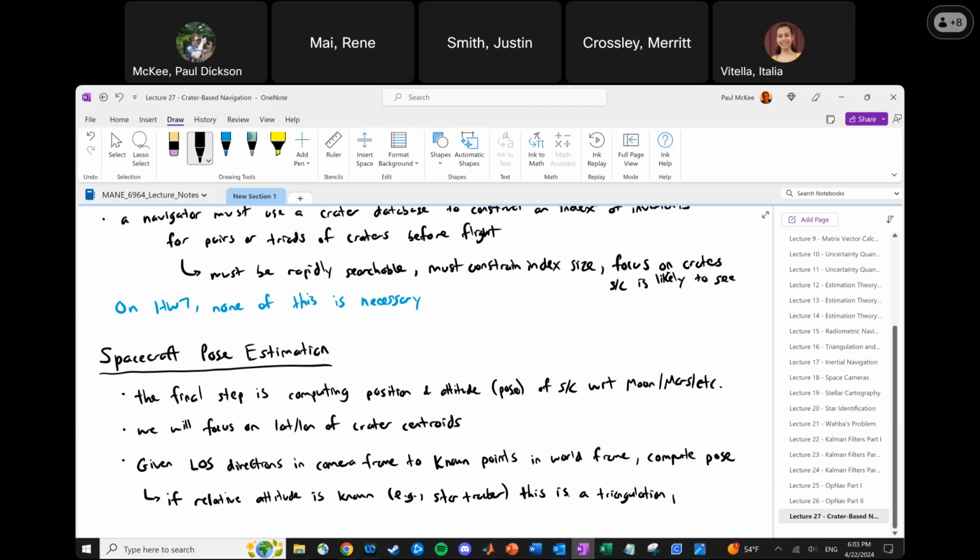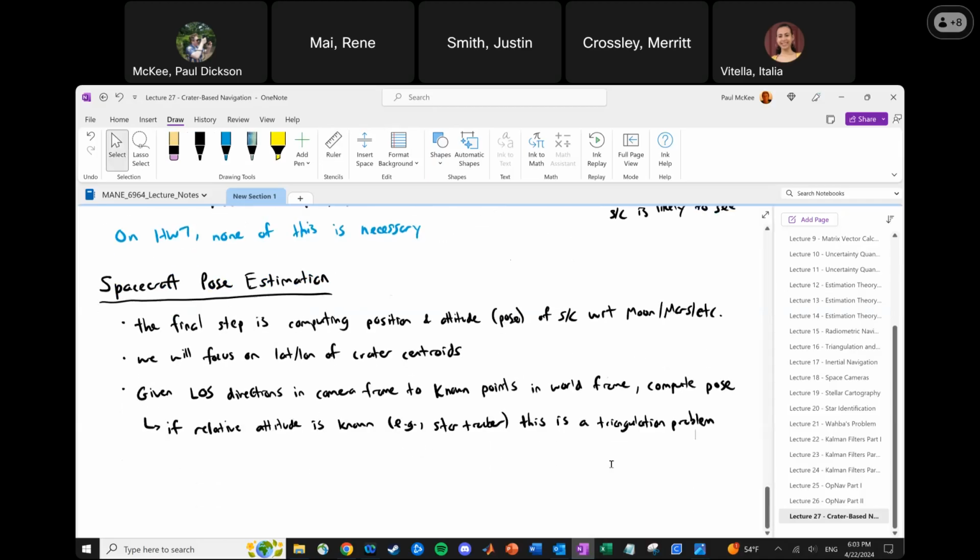You might be thinking, Paul, haven't we worked so hard to just get back to that problem that you gave us on, what was it, homework 3, problem 2, which is here's the line of sight direction to a bunch of craters, here's the latitude, longitude of all those craters. And it's like, yes, if we knew our attitude, then this would be a triangulation problem. What if we don't know our attitude?